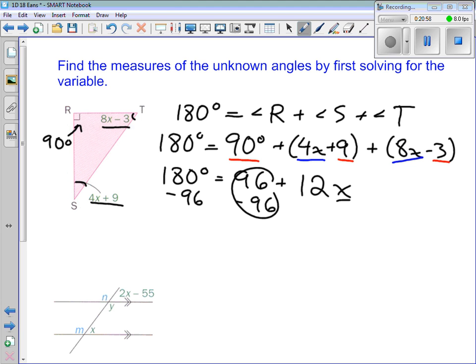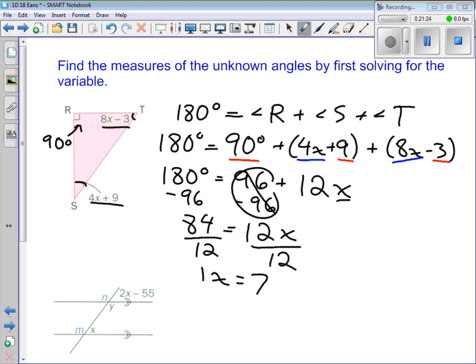So right here, these guys are going to cancel. I'm going to have 180 minus 96 is 84. Then we are going to divide. And we get x equals 84 divided by 12. X equals 7. All right. Are we done? Almost. We still need to figure out what these angles are.